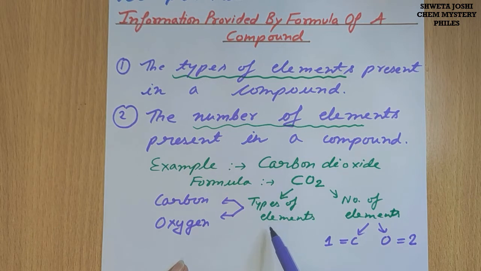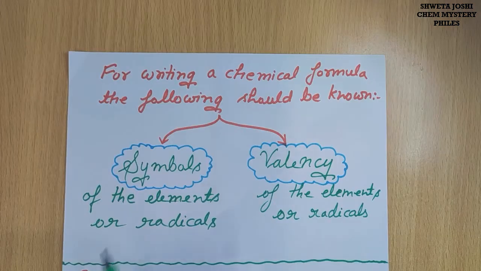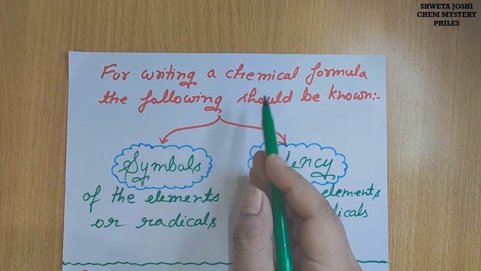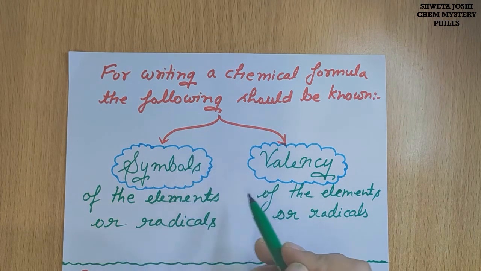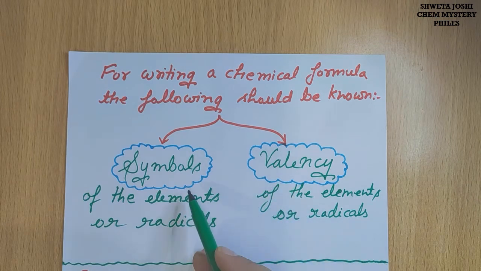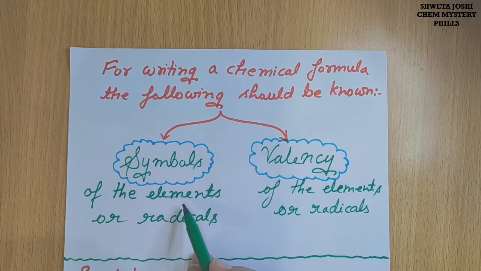One is types of elements present, that is carbon and oxygen, and second information is the number of elements. In this case, there is one carbon atom and two oxygen atoms present in carbon dioxide. For writing a chemical formula, the following should be known. First, symbols. Second, valency. Symbols of the elements or radicals should be known, and second, valency of the elements or radicals should be known.